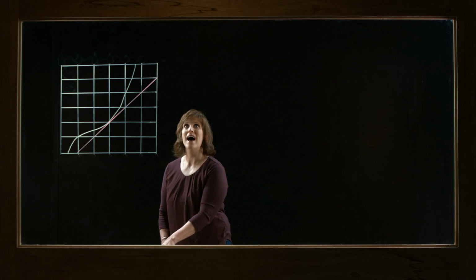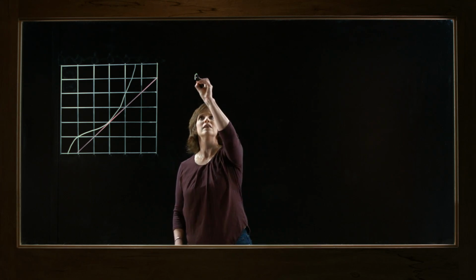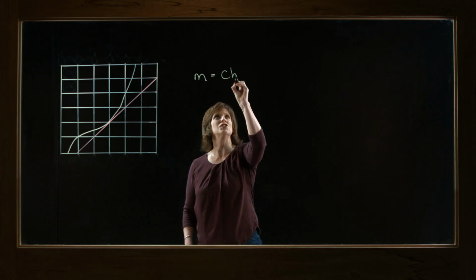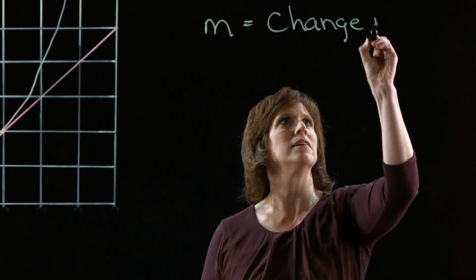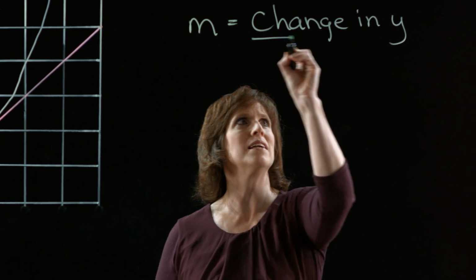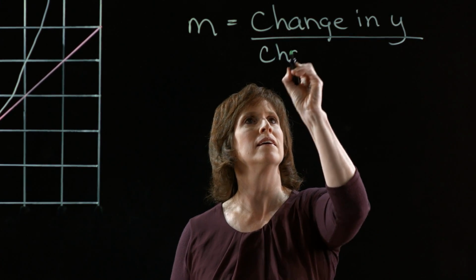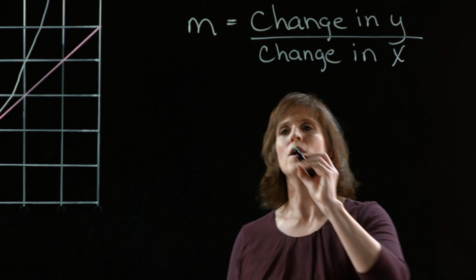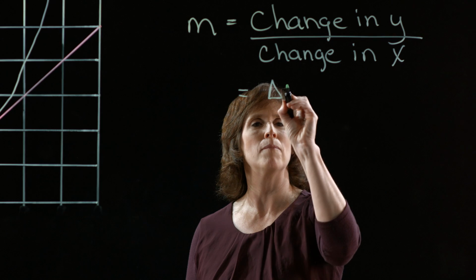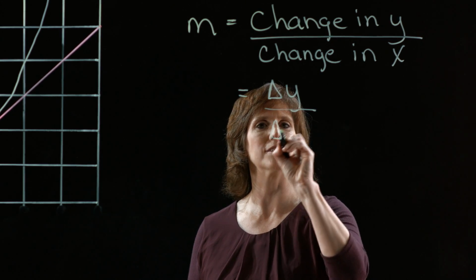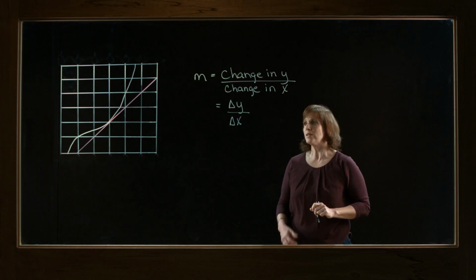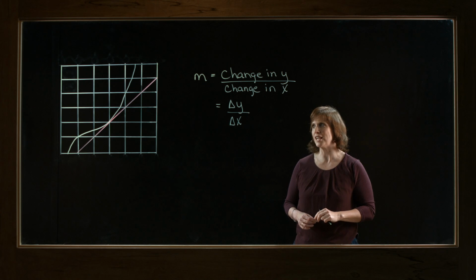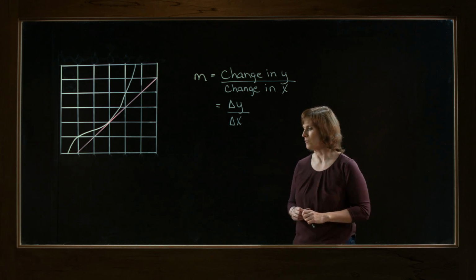Well, we know how to find a slope. The slope is the change in y divided by the change in x. We often notate this by delta y over delta x. So let's see what this change in y over change in x is in my particular problem.